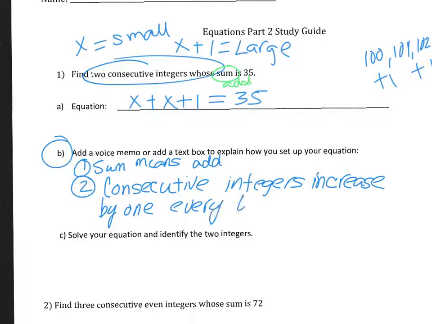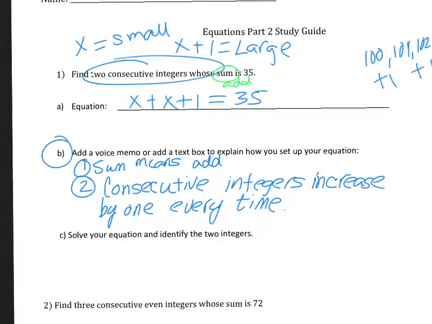So that really isn't a lot that I'm asking you to explain. I need to know, where did the adding come from? Obviously, that's where the addition came from. And I will need to know why you did X and X plus 1 instead of X plus 2 or X plus 3, something like that. So consecutive integers increase by 1 every time, and sum means to add. As long as I have those two key pieces of information, that's going to help me figure out that you know what you're talking about, and that's why you set it up correctly.